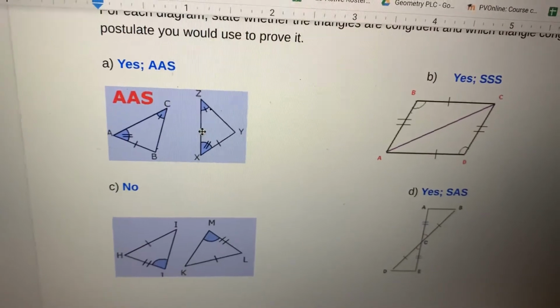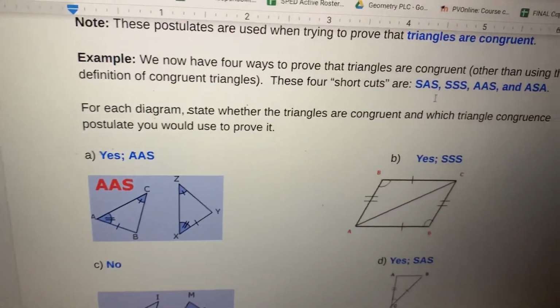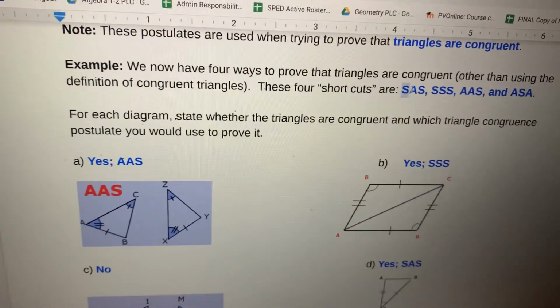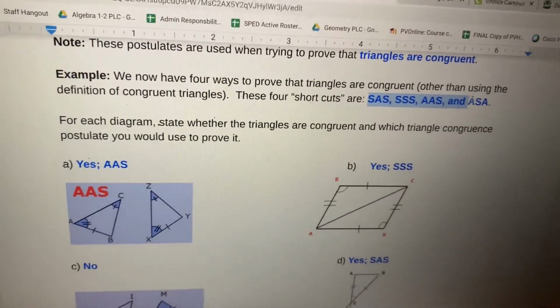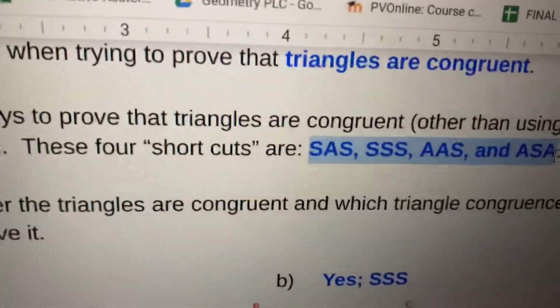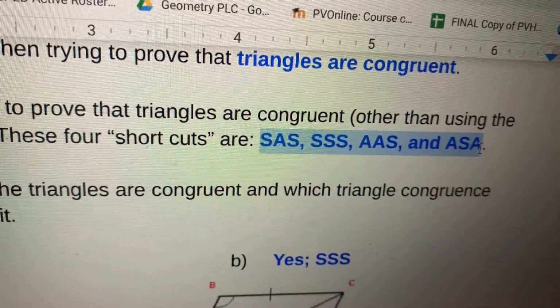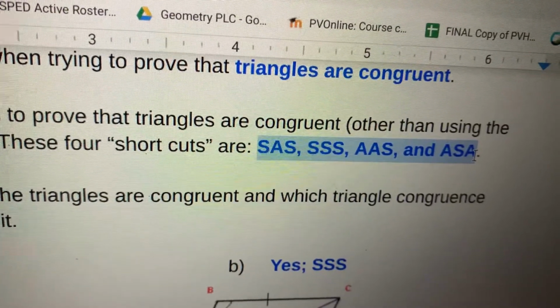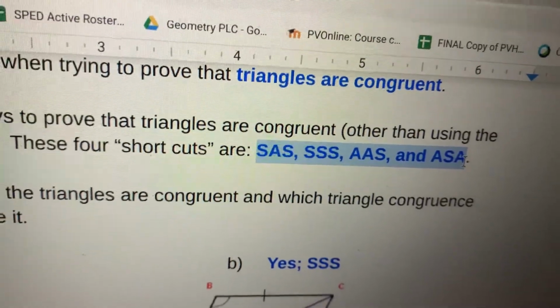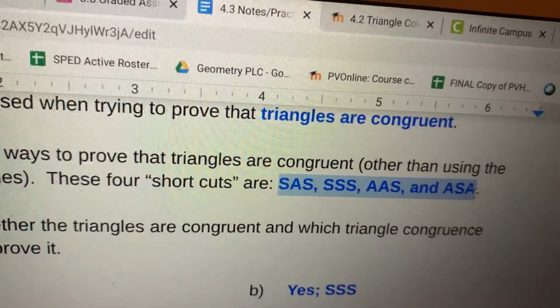So far we know ASA, I'll just go in order here. We know SAS for side, angle, side. We know SSS, which is side, side, side. We know AAS, which is angle, angle, side. And we know ASA, which is angle, side, angle. So notice again, we do not have angle, side, side.